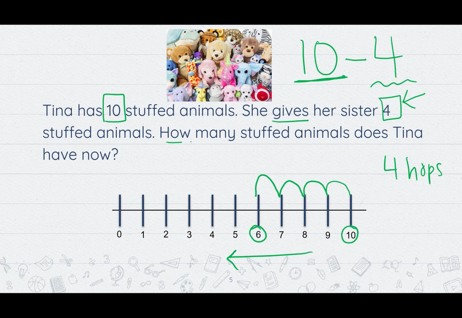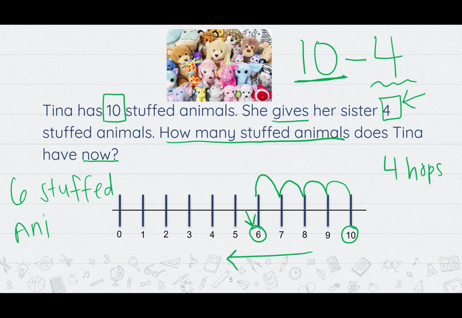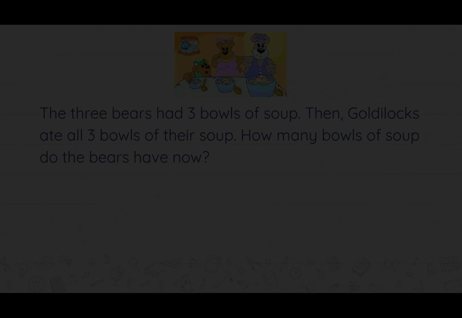So when it says, how many stuffed animals does she have now? She has 6 stuffed animals. So remember, when we're doing subtraction problems and we're using a number line, we always go in this direction because we're getting smaller. The numbers are going and getting smaller in that direction. So we're going to try one more subtraction problem together using a number line.